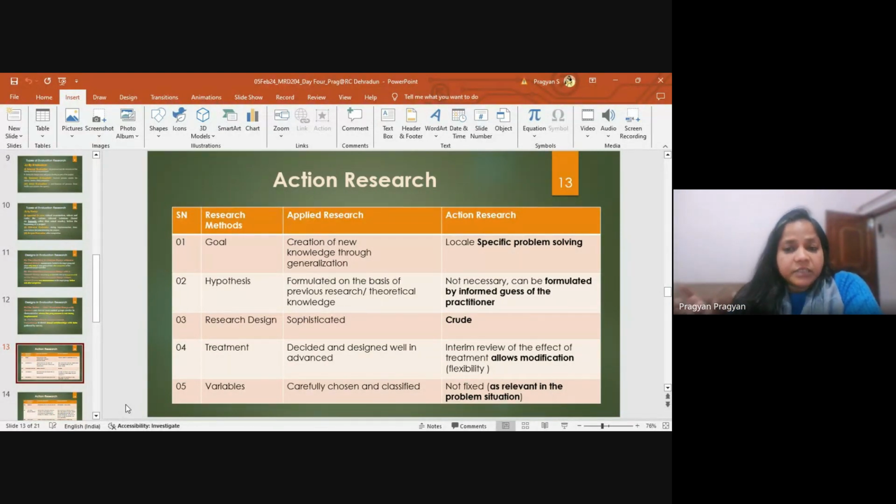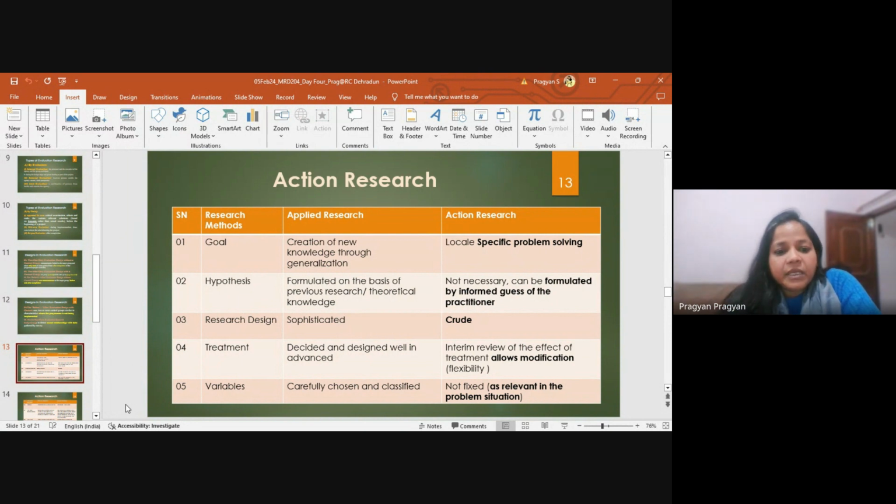But this kind of definition has to be dealt with precaution, because there is a very fine line. There is a fine line difference between applied research and action research. That is why it is very important to understand the difference between applied research and action research. So, action research is not general in the sense it is always open to only one specific problem.